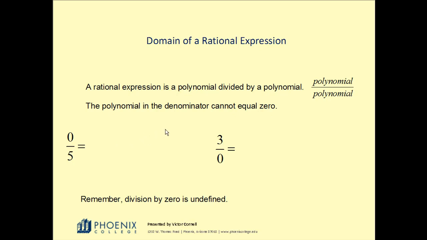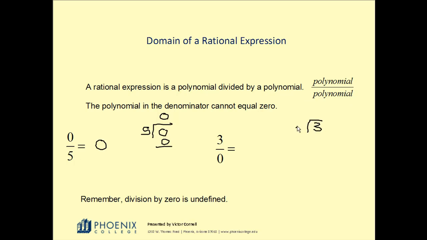Let's look at the fraction 0 divided by 5. Well, what times 5 equals 0? 0. 0 times 5 equals 0. So this works. This is okay. A 0 on top. But a 0 in the denominator doesn't work.